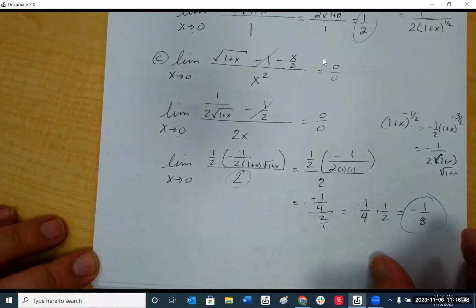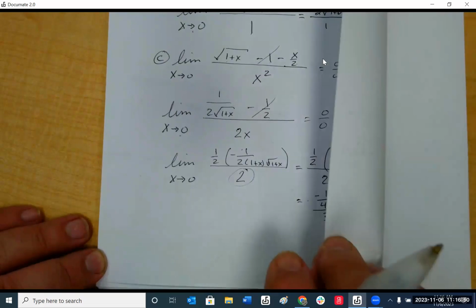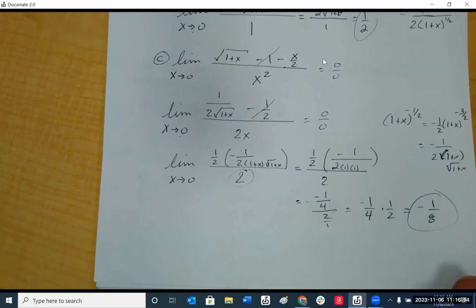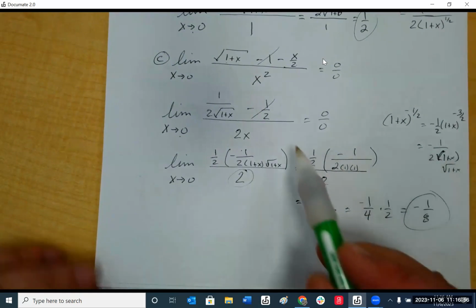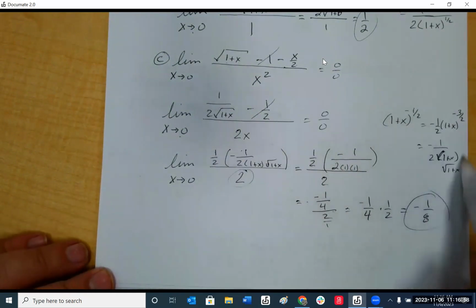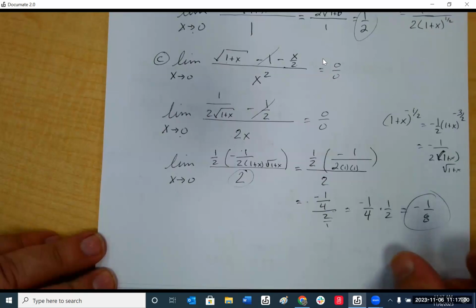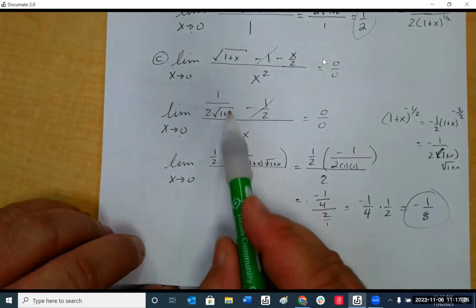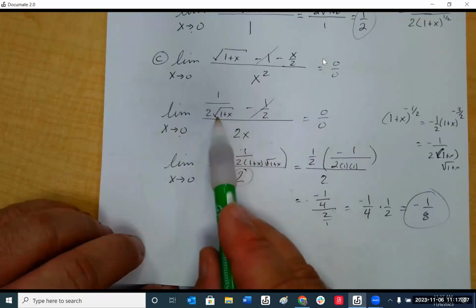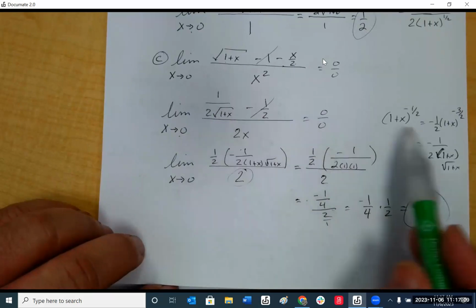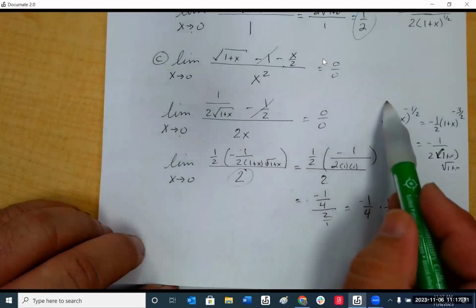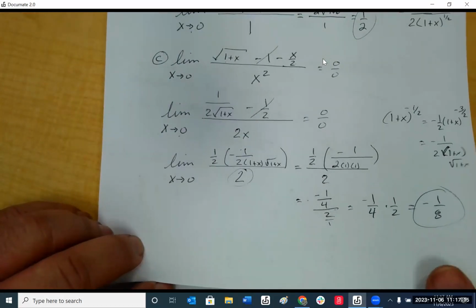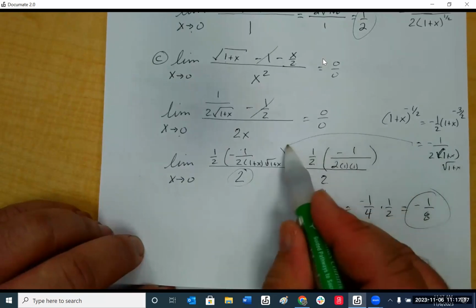We'll do D on the next one, on the next page. So again, you just have to make sure you know how to do the derivatives of these functions. 1/2 is a constant, so all you have to do is 1 over radical 1 plus x. So that one goes in here, which then comes back here.